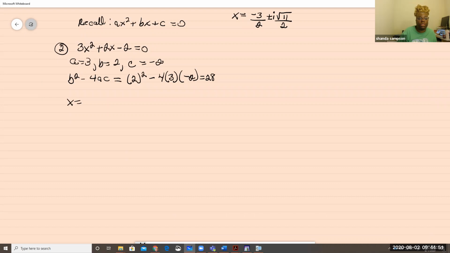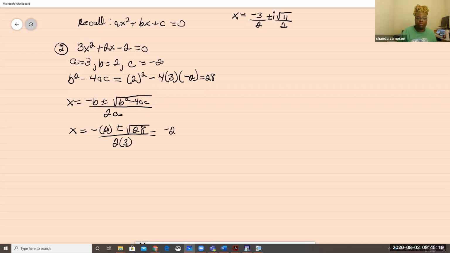So x equals minus b plus or minus square root b squared minus 4ac, right? All over 2a. So x equals minus b plus or minus the square root, again, making it easier for us, 28, all over 2 times a, which is 3. Okay, I'm going to clean it up. Negative 2 plus or minus the square root of 28 over 6.